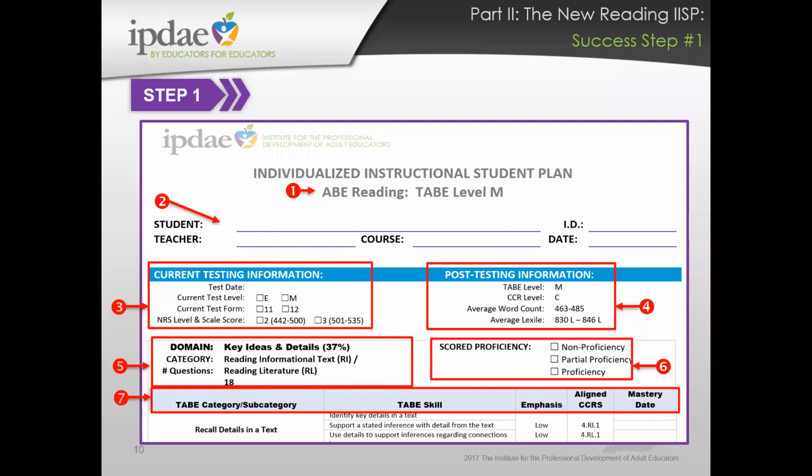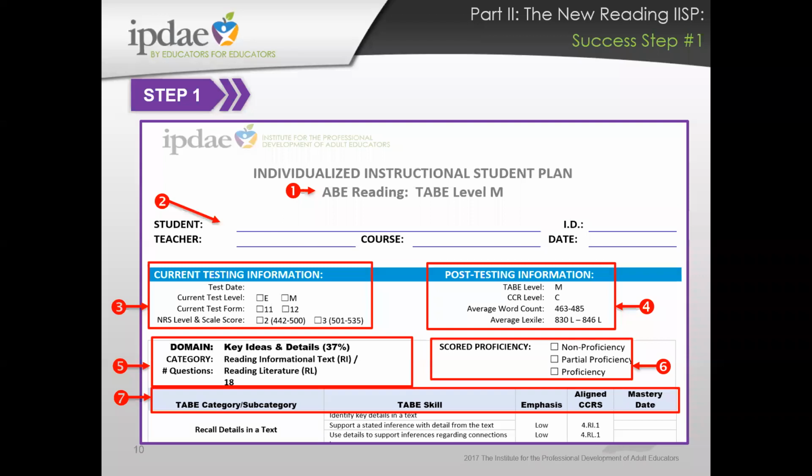Section number 5 identifies the domain, followed by a % in parentheses. Now, the % indicates how much of the test addresses this particular domain. In this example, 37% of the test is dedicated to questions regarding key ideas and details. Right under the domain, you have the CCRS category or categories. This particular domain encompasses 2 CCRS categories: reading informational text, and RI is in parentheses, and reading literature, RL.